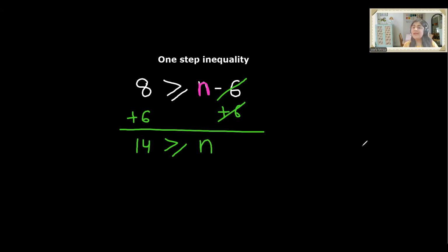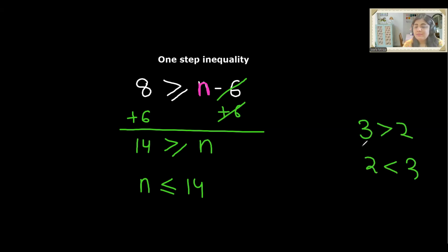Now, if I am saying that 14 is greater than or equal to n, just the opposite of it is also true. I can say that n is less than or equal to 14, right? Like for example, if I say 3 is greater than 2, I can say that 2 is less than 3, right? Both statements are the same. Either I will say 3 is greater than 2 or 2 is smaller than 3, right?